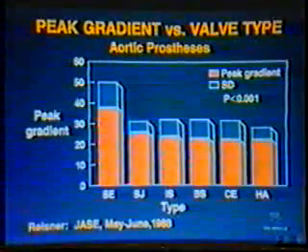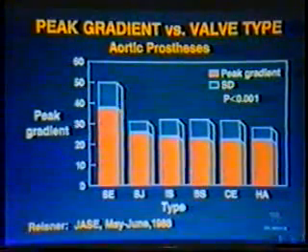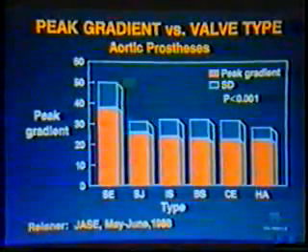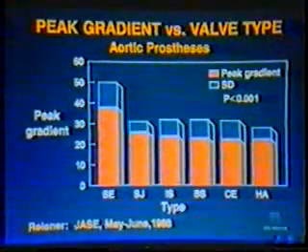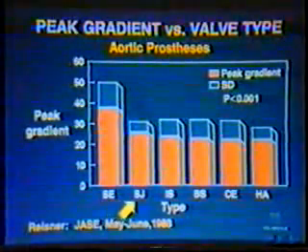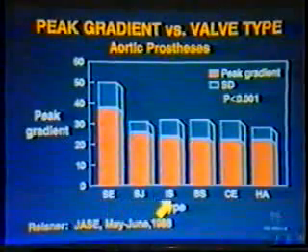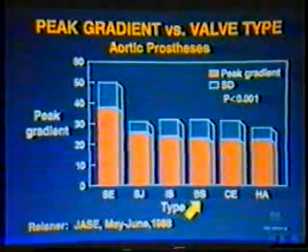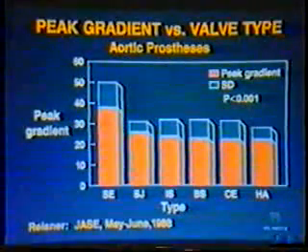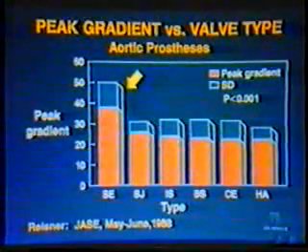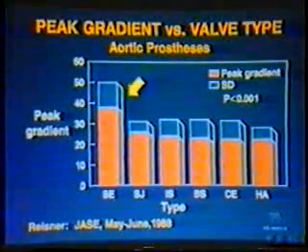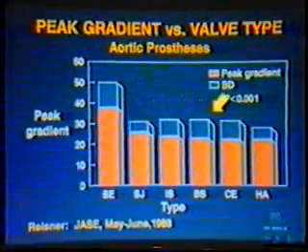This is a comparison of the mean value and standard deviation for the maximum instantaneous gradient across several different types of prostheses. Included are Starr-Edwards, St. Jude, Ionescu-Shiley, Bjork-Shiley, Carpentier-Edwards, and Hancock. As you can see, the maximum gradient across Starr-Edwards valves is, in general, higher than the gradients across each of the other valve types.